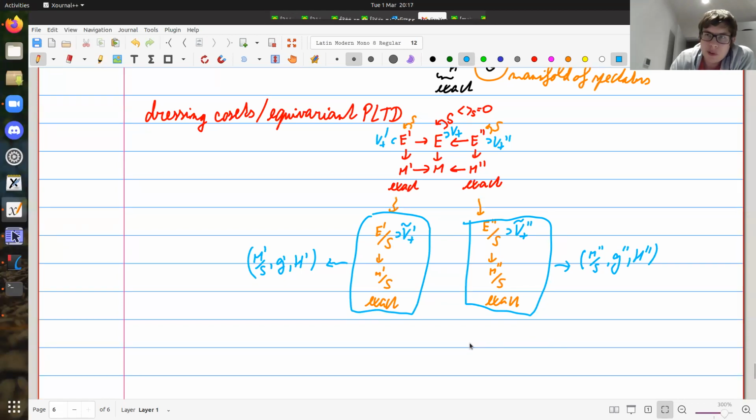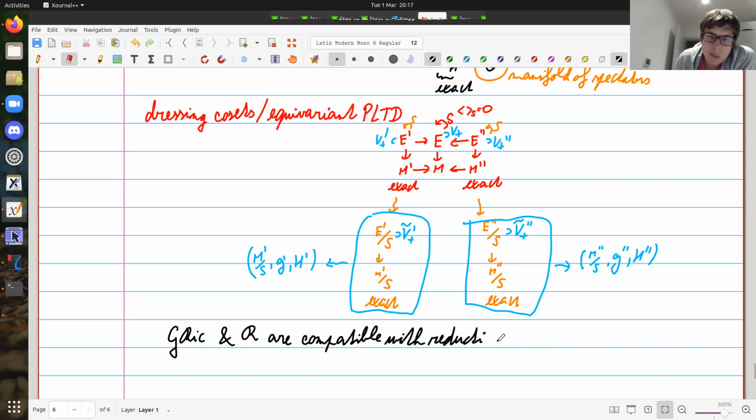And on a similar note, you can also prove that, let me now reach the maximal level of vagueness and just say that this generalized Ricci and the scalar curvature are compatible with these reductions. Which physically means that if you have these two dual models, then if one of them has vanishing Ricci and scalar curvature, then the other one does as well, etc. Statements like this. So this is what we proved in the paper. This was kind of the original starting point of the whole investigation.